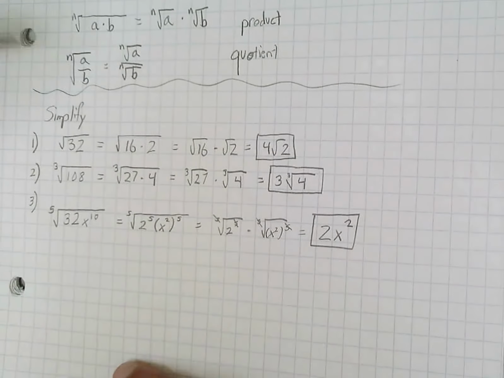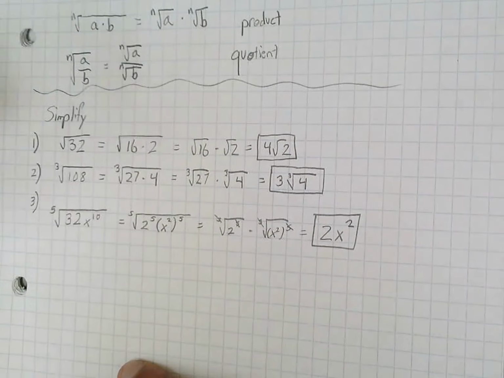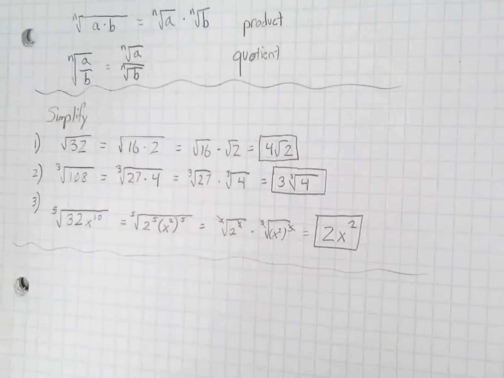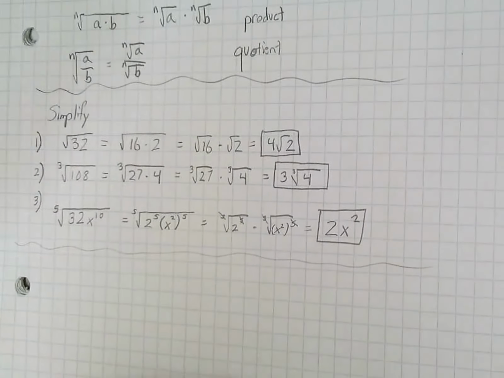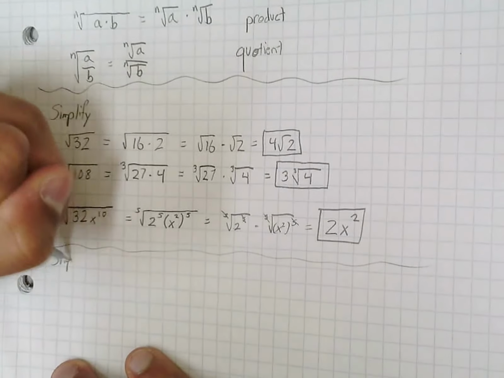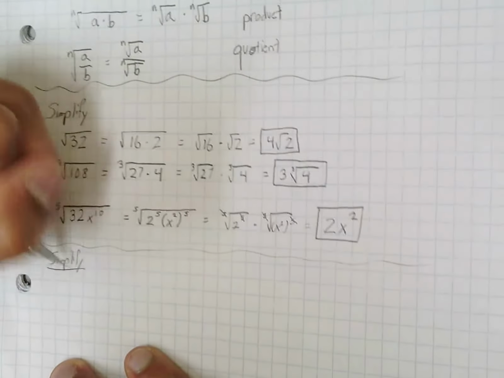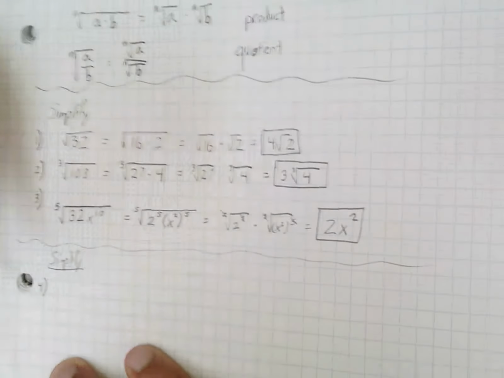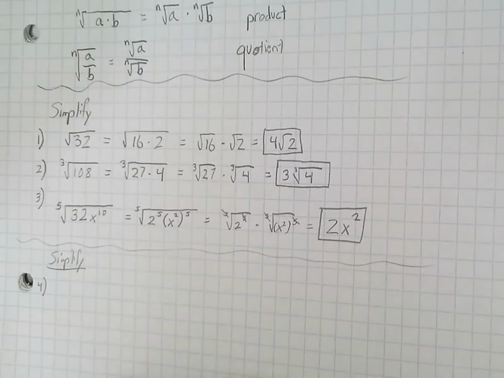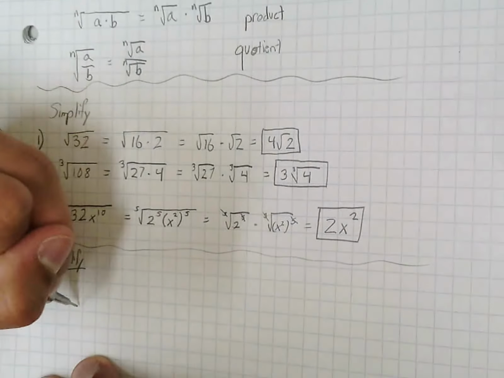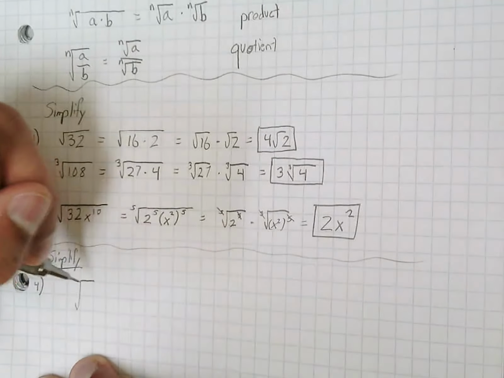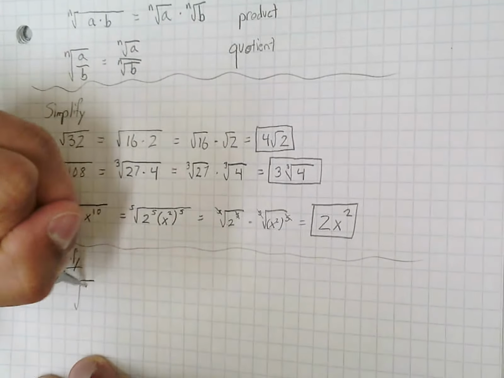Now let's look at when we have to use the quotient rule. Okay, so I'm going to kind of separate. Now we're looking at when we're going to use the quotient rule. Directions are still the same. Simplify. Okay, so say we have the square root of 3/5.